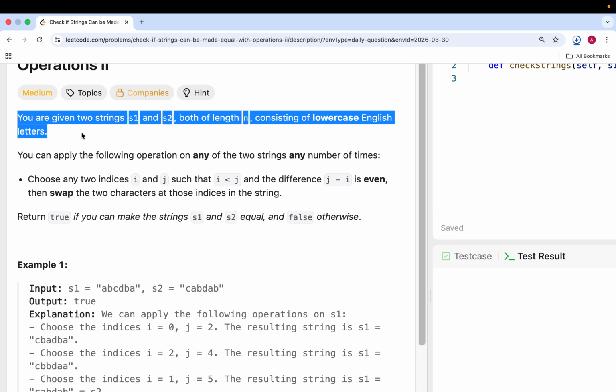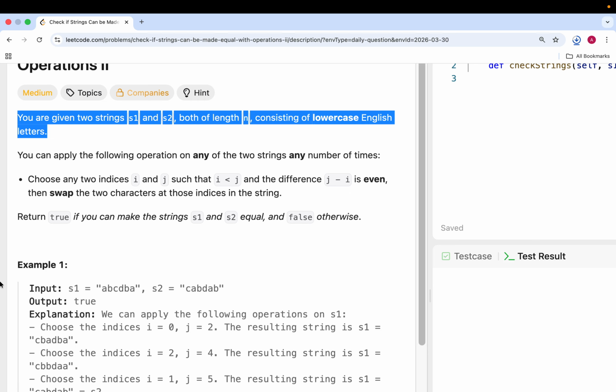Choose any two indices, i and j, such that i is before j, and the difference is even, so they can't be equal. So you can't have i equals j. That wouldn't make sense anyway. But j has to be 2 away, 4 away, 6 away, like that, and then swap them. Return true if you can make the strings S1 and S2 equal and false otherwise.